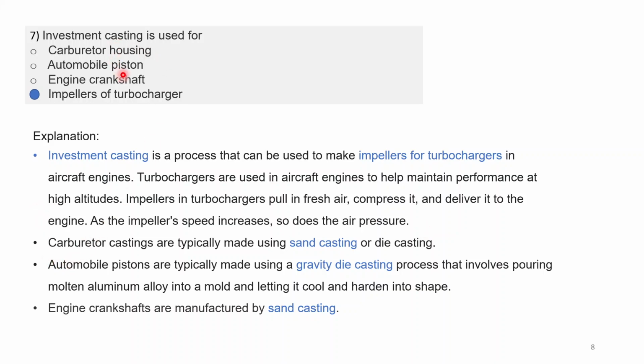The other options here: carburetor housings are typically made using sand casting or die casting. Automobile pistons are typically made using the gravity die casting process, which involves pouring molten aluminum alloy into a mold and then letting it cool and harden into shape. Last is the engine crankshaft, which is manufactured by sand casting.